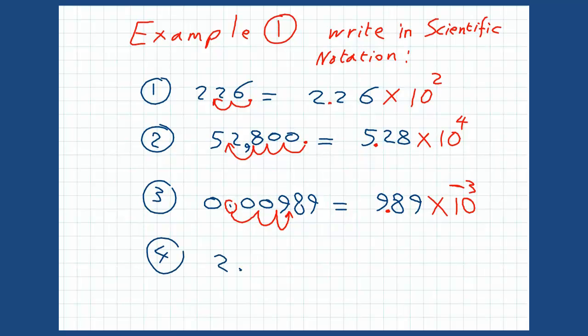Example 4, 2 and 1500th. We want to write it in scientific notation. We can see that the decimal is already in the correct place for scientific notation. So we don't need to move this decimal anywhere. So it will be multiplied by 10 to the power 0, because we have 0 movements. This is the way we write numbers in scientific notation.